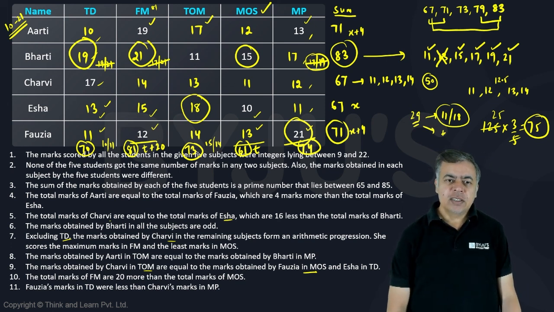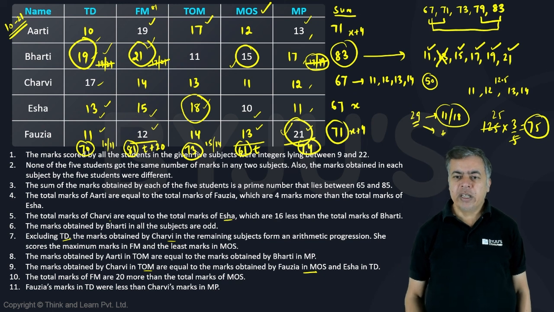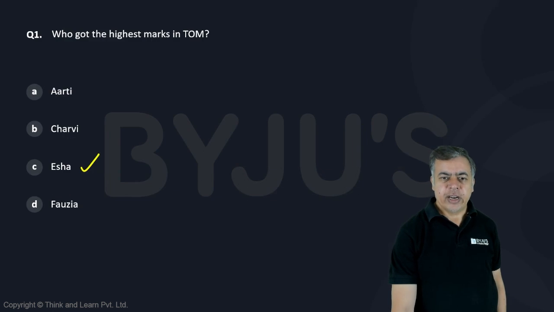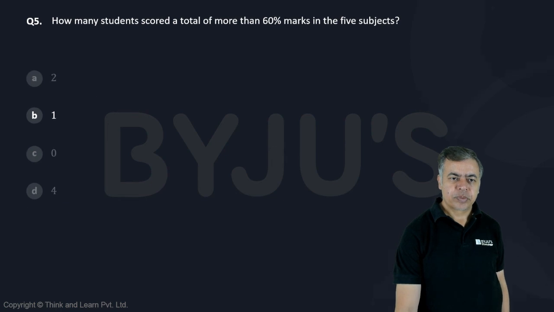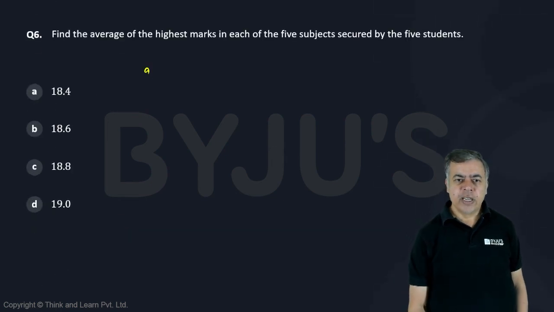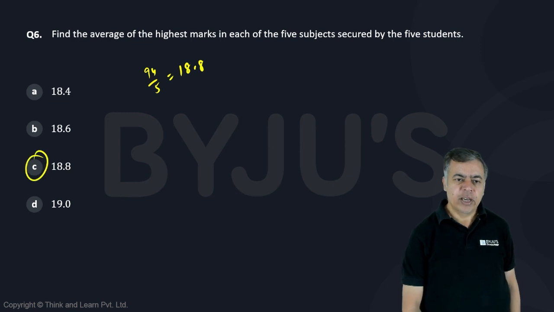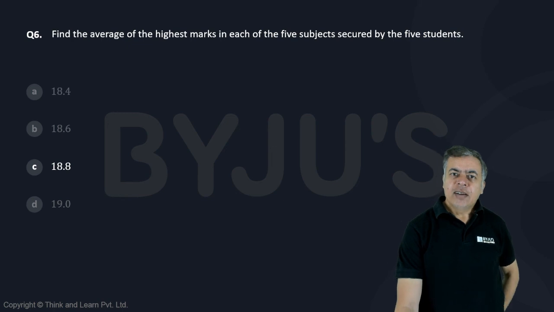Now average of this, okay, 19 and 21, 40, 40 and 33, 73, 73 and 21, 94, 94 by 5. Okay, so it should be 18.8. 18.8 should be the average. Okay, so it should be 94 by 5, which is 18.8. Okay, should be the average. So yes, C option, 18.8 is the correct answer.